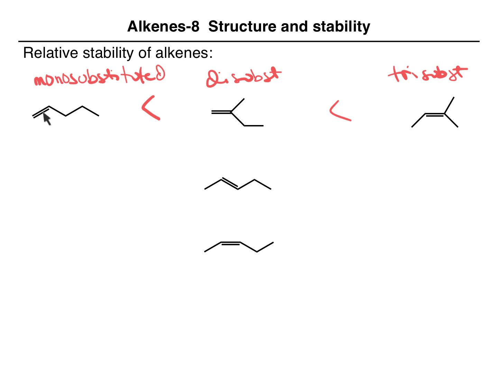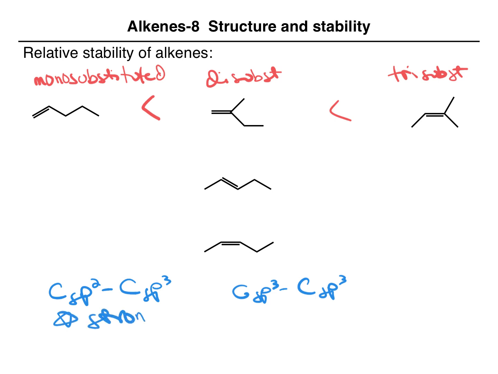Well, we know that a carbon-carbon double bond is stronger than a carbon-carbon single bond. But what's also true is that a carbon sp2 to carbon sp3 bond, compared to a carbon sp3 to carbon sp3, is going to be stronger. So the more substituted, the more C sp2-C sp3 bonds there are. There's also a molecular orbital theory approach that we could use to explain this difference, and there is a hyperconjugation approach that we could use to explain this general difference.